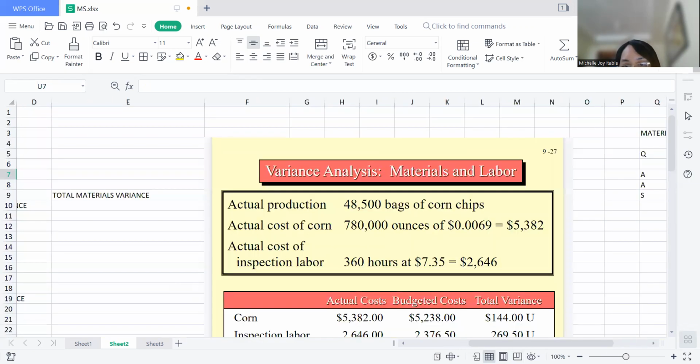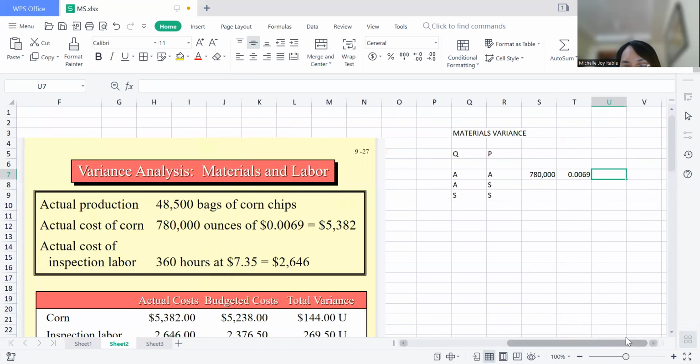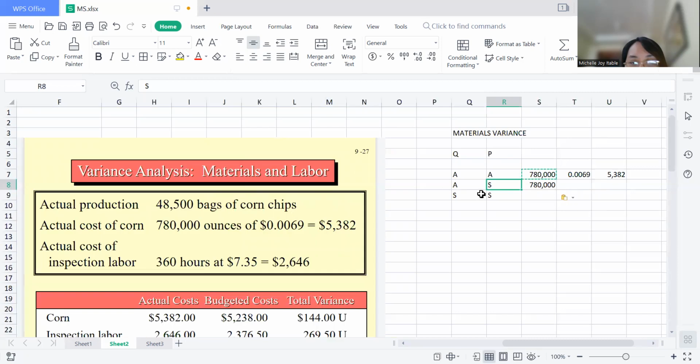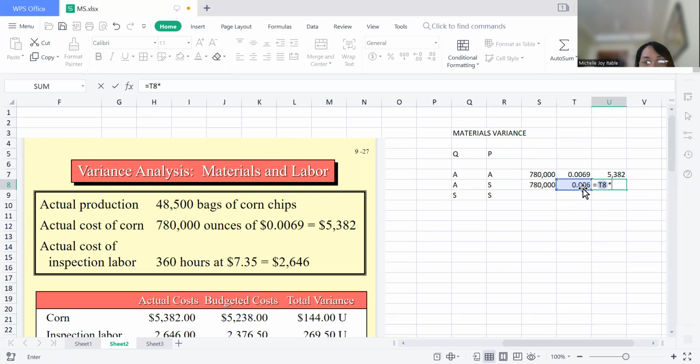I hope you are following, class. So multiply 780,000 times 0.0069. We have 5,382. Okay? And then, actual quantity again. How much is the actual quantity? 780,000 again. Let's just copy it. And then, the standard price. How much is the standard price? Where do we look? Of course, at the cost sheet. 0.006. Okay? Then, you multiply this one.